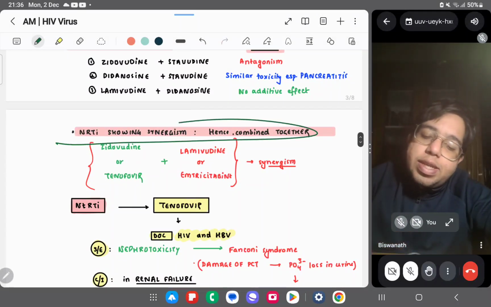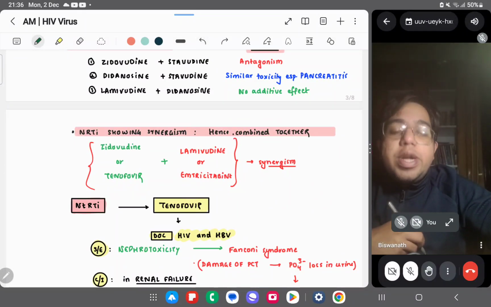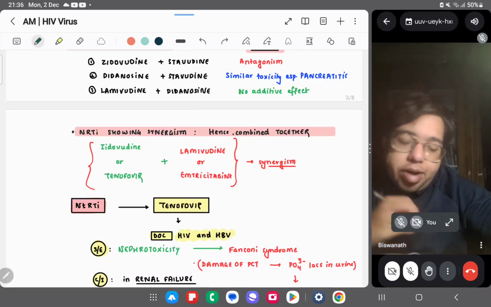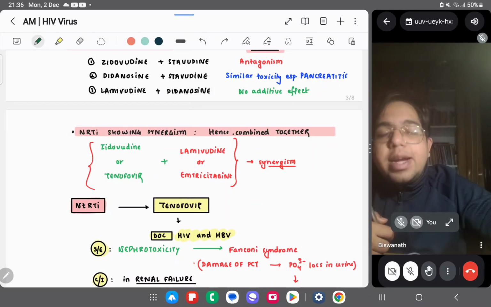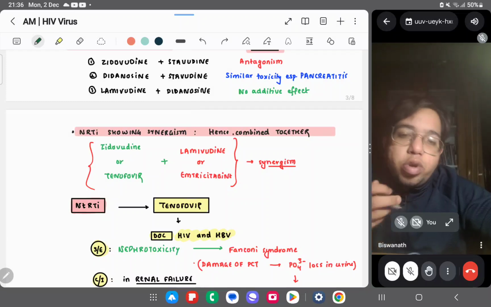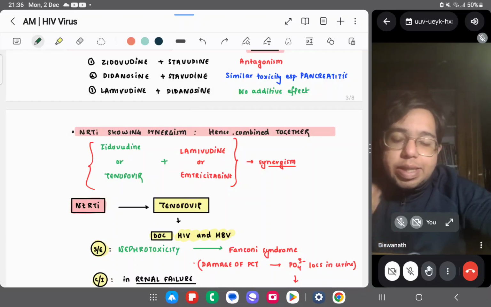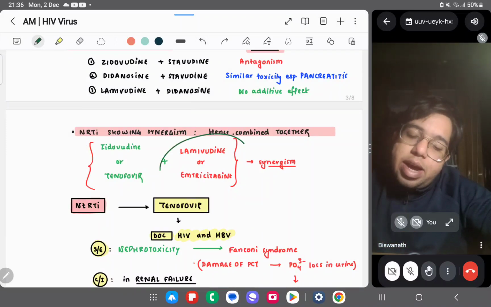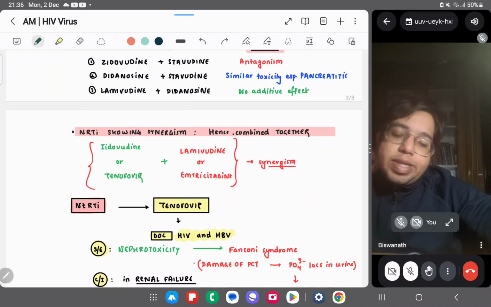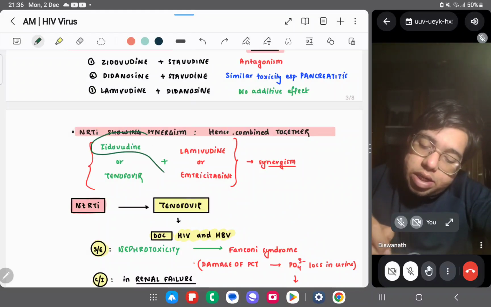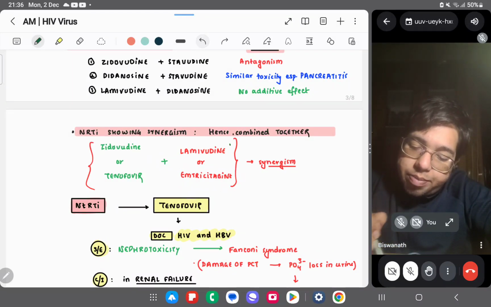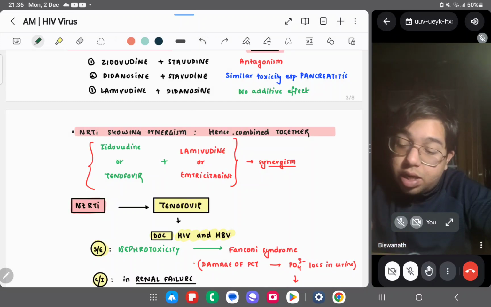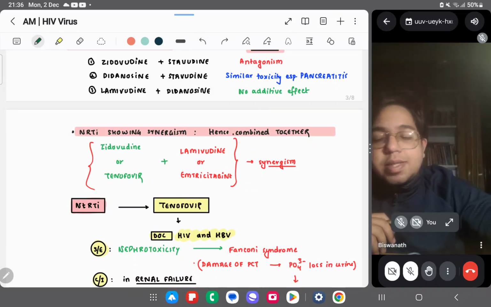For synergism, Zidovudine and Tenofovir. Tenofovir, I will tell you, is an NtRTI, that is a nucleotide reverse transcriptase inhibitor. So Zidovudine and Tenofovir you can combine. Lamivudine or Emtricitabine you can combine. Okay, means you can combine Zidovudine with Emtricitabine. You can combine Lamivudine with Tenofovir. You can combine Lamivudine with Zidovudine. Okay, or vice versa.